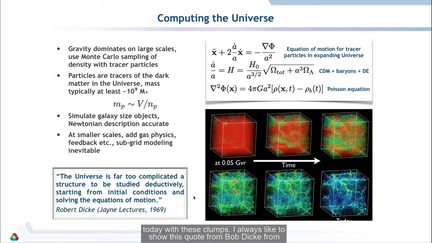I always like to show this quote from Bob Dicke from his lecture in 1969, where he says the universe is far too complicated a structure to be studied deductively, starting from initial conditions and solving the equation of motion. But this is exactly what we do today, and modern supercomputers have made this possible.